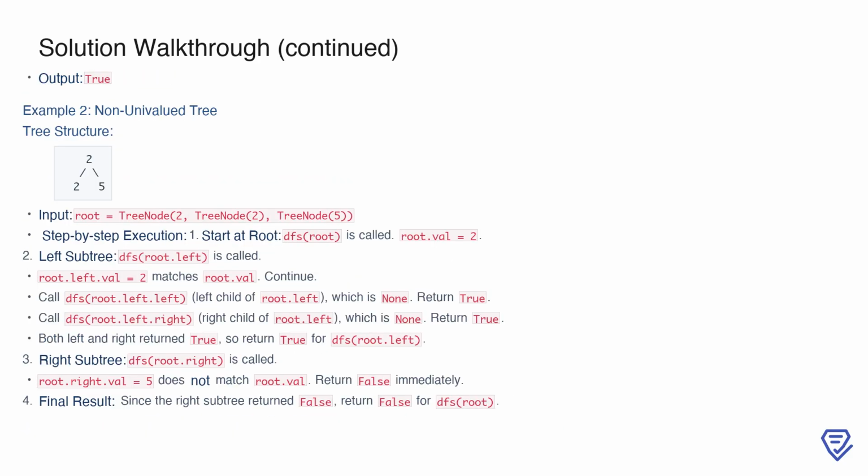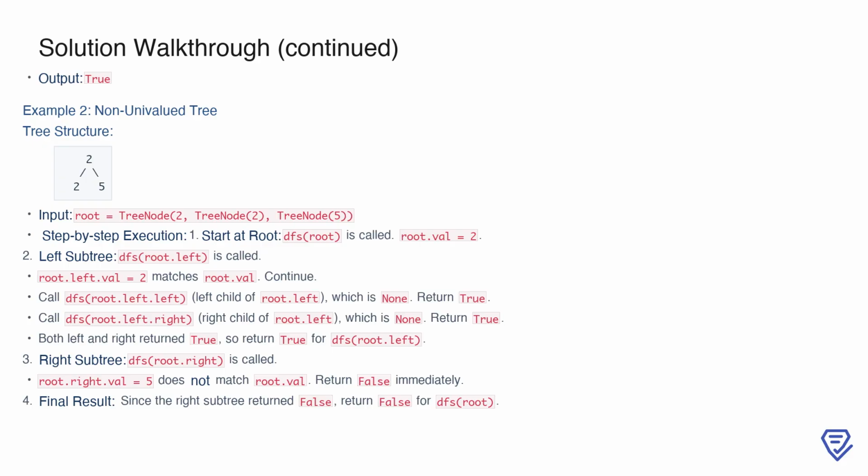Now, let's examine a tree that is not univalued. In this example, the root has a value of 2, and its left child also has the value 2, while the right child has the value 5. The DFS function starts at the root and proceeds to the left subtree. The left child's value matches the root's, so the function continues to check its children, which are both none. These return true, so the left subtree is deemed valid, and we return true for it.